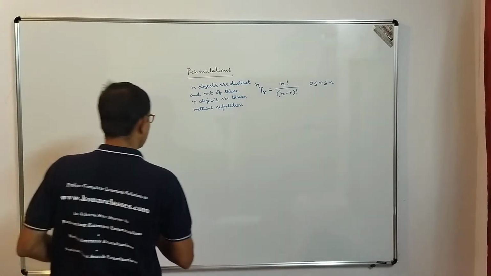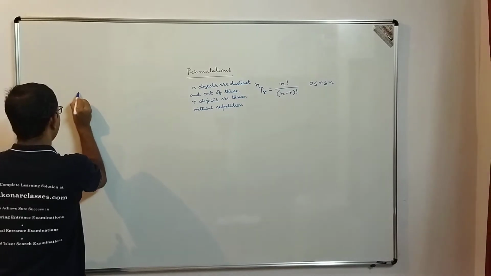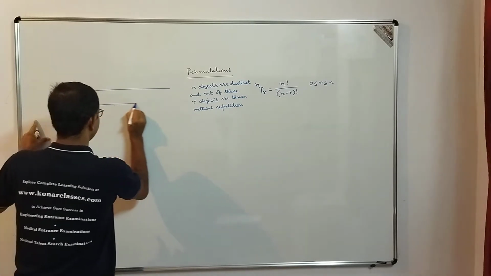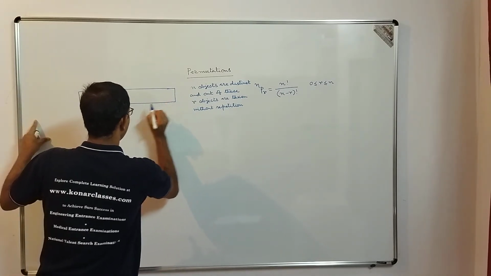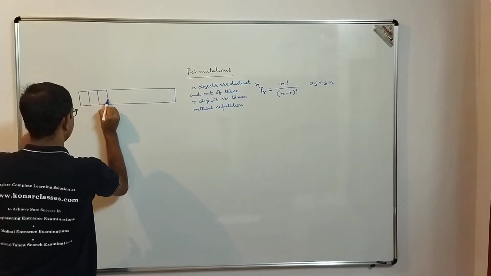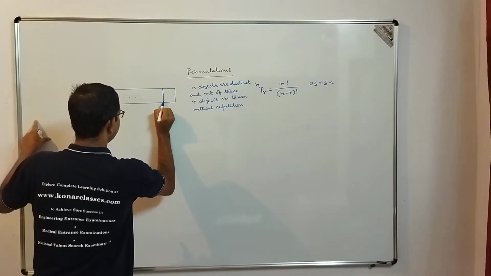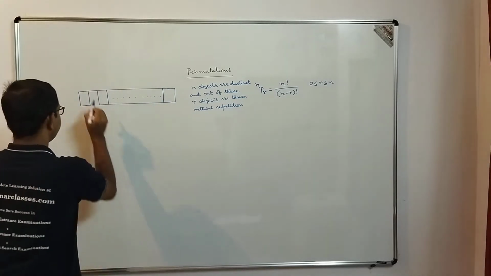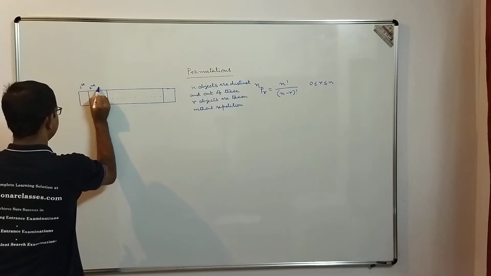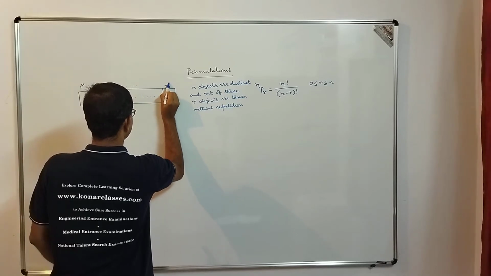See, when we have n distinct objects, and out of that we are going to take r objects, let's make placeholders for all these r objects. So this is the placeholder for the first object, this is for the second one, this is for the third one, and in that way it will continue, and then finally we get the rth place.